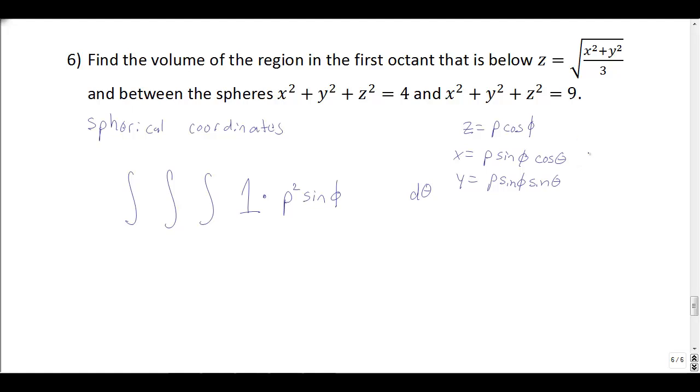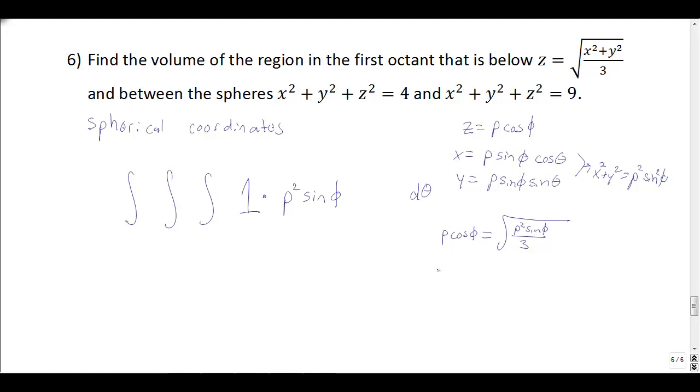One of the results here, if you put this together, is that x squared plus y squared is rho squared sine squared phi. You can use the Pythagorean identities with the theta. This would work out, but it's just a handy fact to remember. So when I put this all together, z, which is rho cosine phi, is the square root of rho squared sine squared phi over 3.